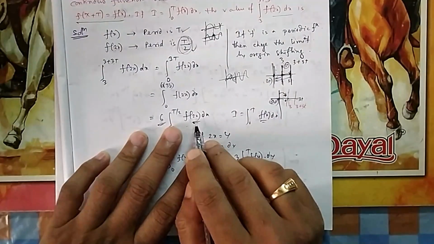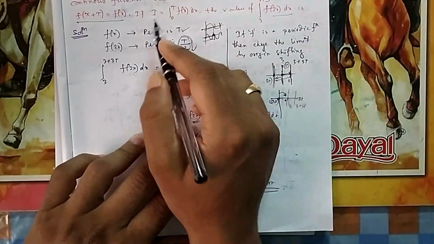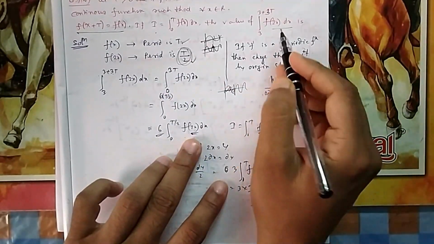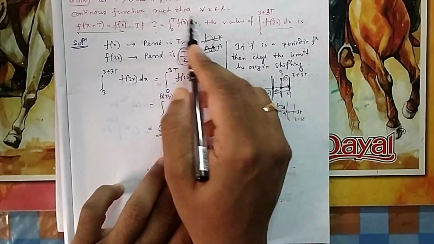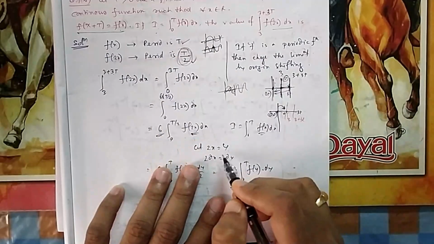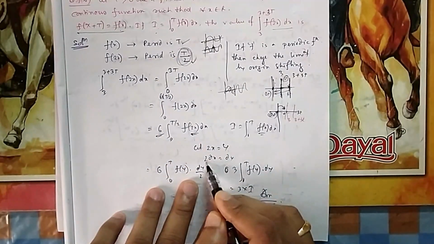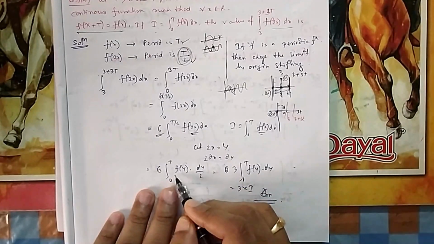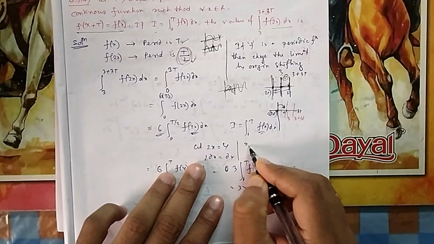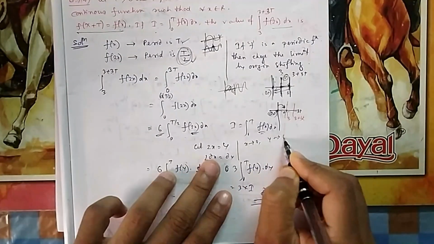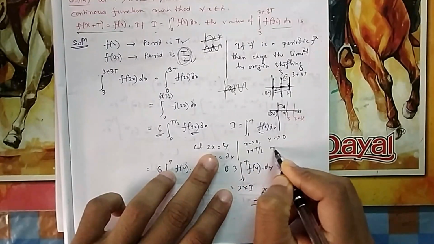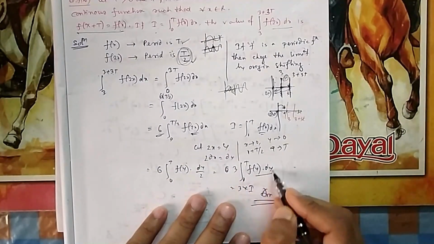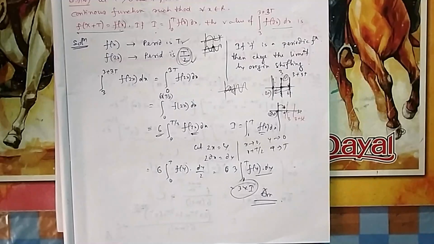Now, because you have to express this in terms of this I, you take 2x equal to y, so that it looks like your original function f(x) because it is given as I. So 2 dx equals dy, so dx will be dy by 2, and the 6 remains. Then this limit will also change. If x tends to 0, then y tends to 0. If x tends to t by 2, then y tends to t. So it will be 3 times the integral from 0 to t of f(y) dy. Now this is nothing but I, so it will look like 3I. So that is your answer.